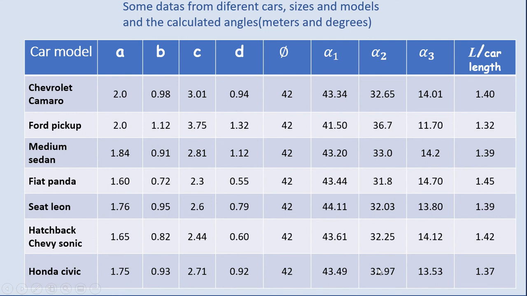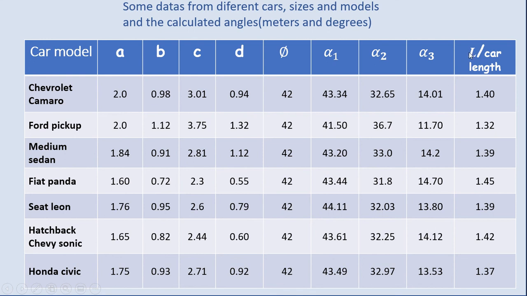So you can choose 33 degrees, something about that. Alpha 3 is also 14. About in this Ford pickup the number is slightly different, but it's a different car. It's a very large vehicle. 14 degrees for the medium sedan, and that's about the number I told you, 14.